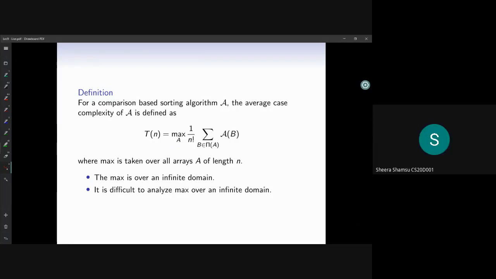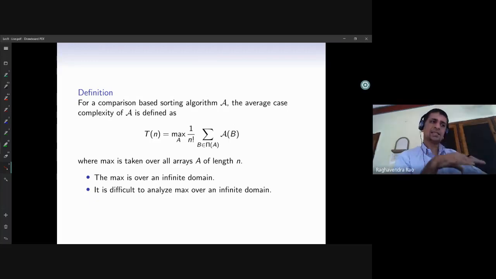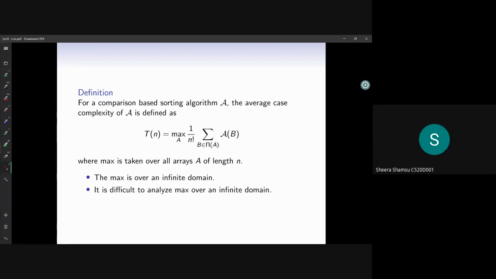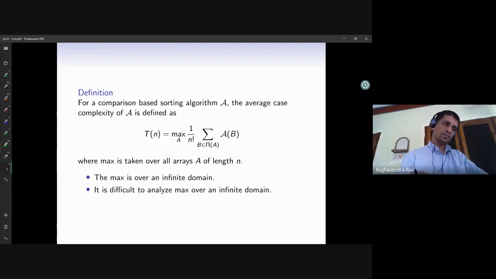Sir, you said this is an infinite domain because the values are different, but why are we interested in the values? We are only interested in the permutations, right? For an array of length n, even if the elements are distinct, there is a fixed rank. That's exactly what we are going to do, what we are doing now. We are saying the values are irrelevant; it's enough to consider permutations of 120. That's exactly what we are seeing now. Any other question?